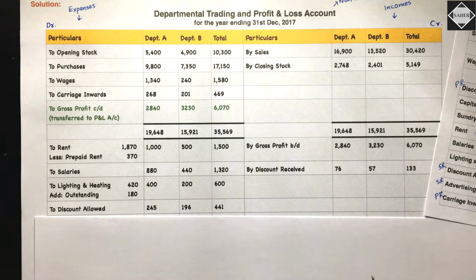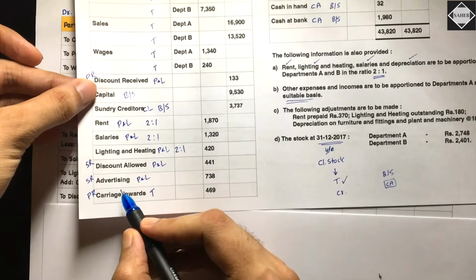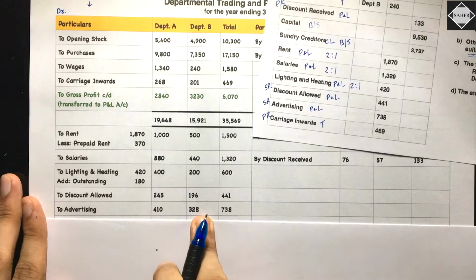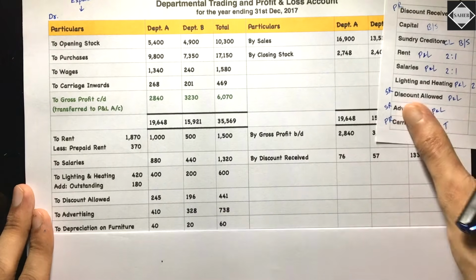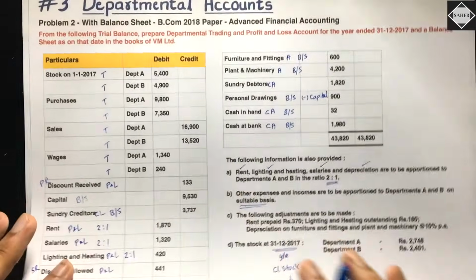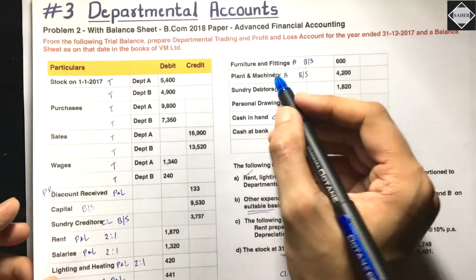Clear? Easy. Next we have what? After discount allowed, we have advertising. The same way, in sales ratio only. 738 is there. See, 738 in the sales ratio you will distribute. And then we have what? Carriage inwards is done. Then we have furniture and fittings and plant and machinery.